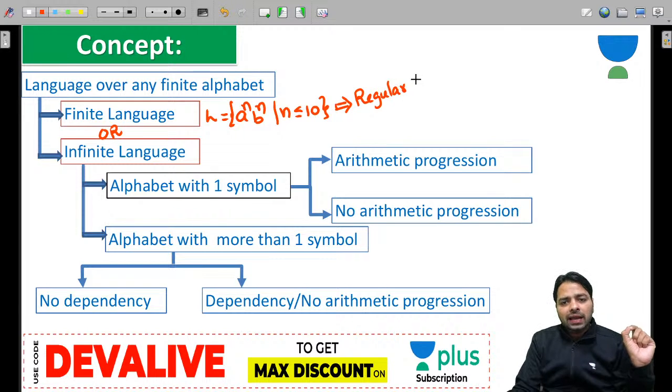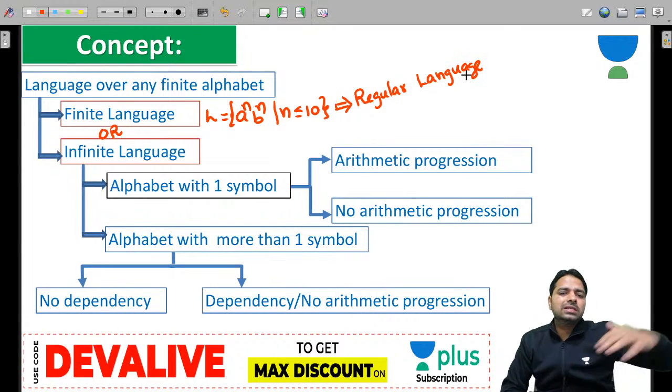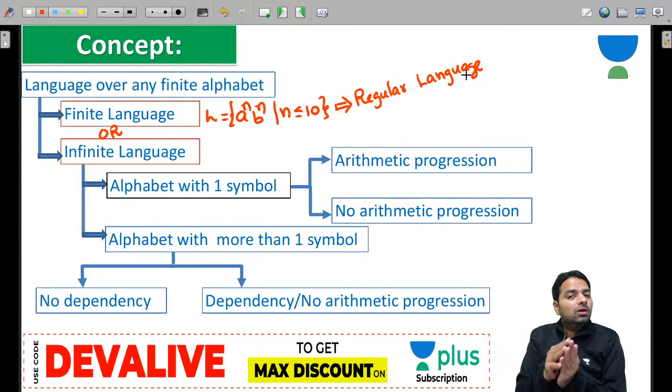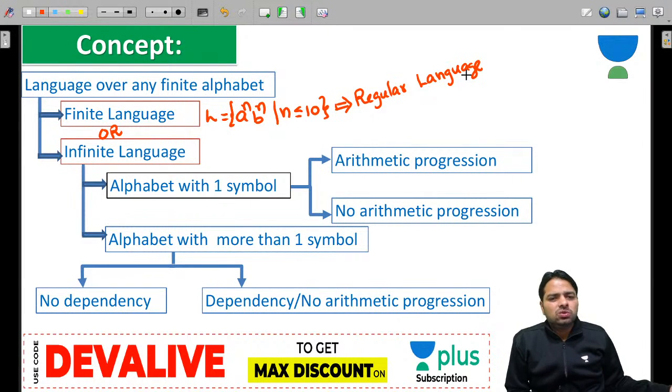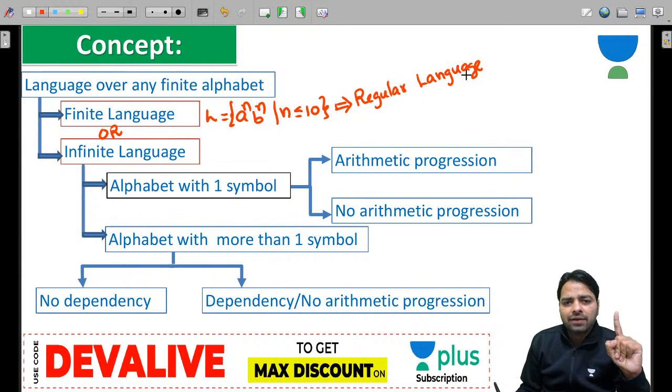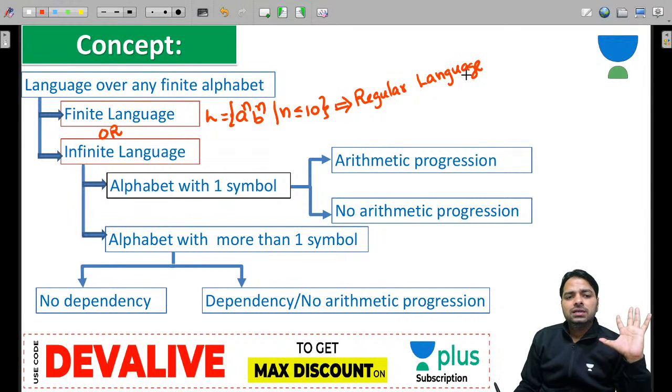Why is it a regular language? Because you can always write an expression, you can always write a regular grammar, you can always design a machine, you can always design a DFA. It may take 100 states or 1000 states or 1 lakh states, it doesn't matter to us, but definitely we can design a finite automata. So every finite language is regular. Clear? This is a trivial question for you.